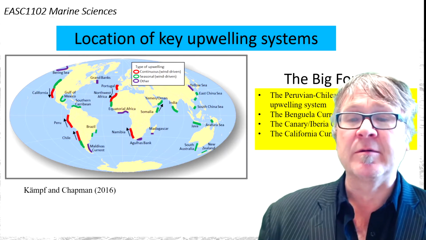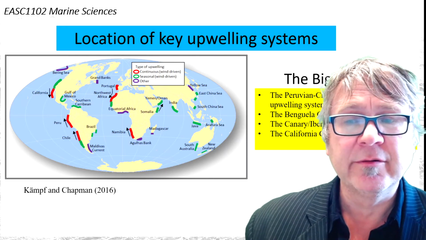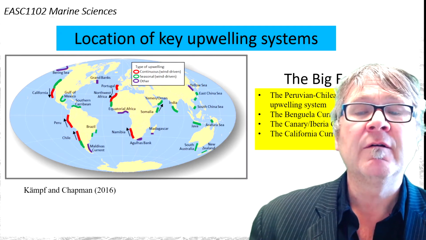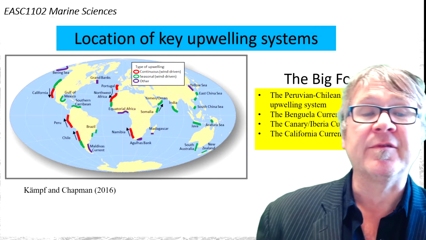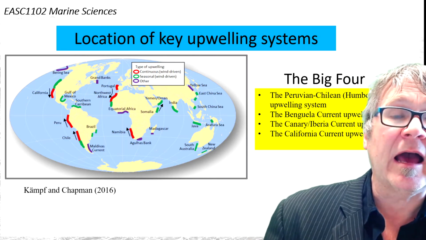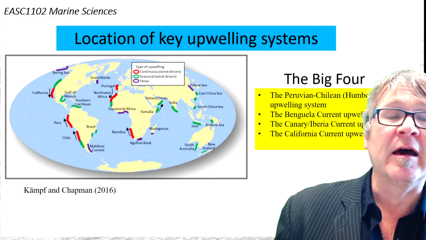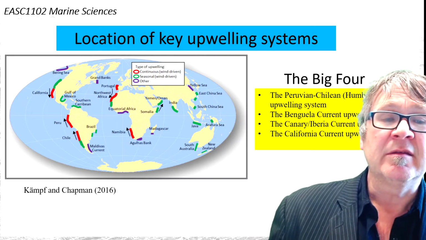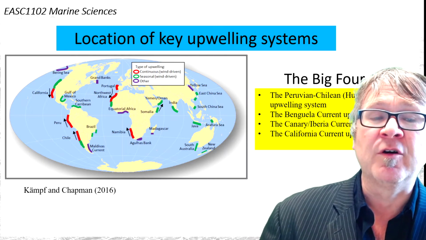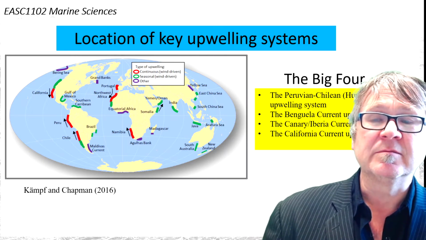You have continuous upwelling systems year-round, and these regions are known as the Big Four, and they have names. Okay, they are the Peru-Chile upwelling system, the Benguela upwelling system, the Canary-Iberia upwelling system, and the California upwelling system.